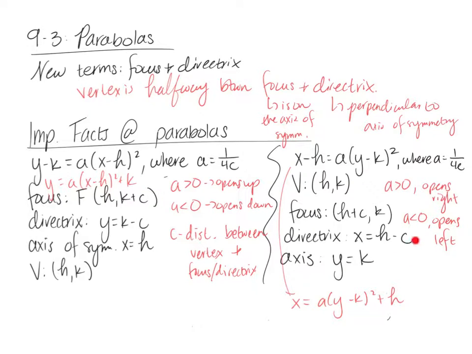The directrix is x equals h minus c, so instead of being a horizontal line like it was before, it's now a vertical line. And the focus is a point where you add c to the h term, no longer the k. Okay, so those important things you need to know, like it's a need to know, it's not an option, okay?